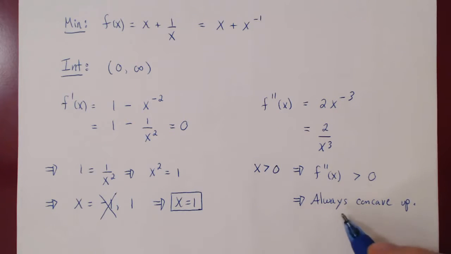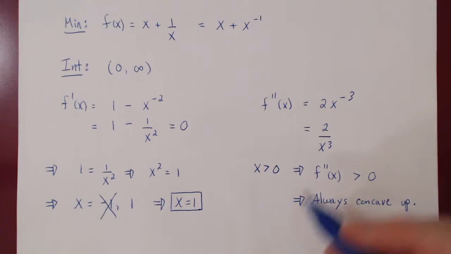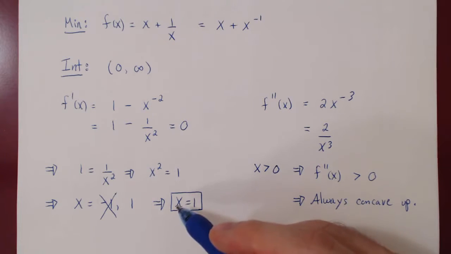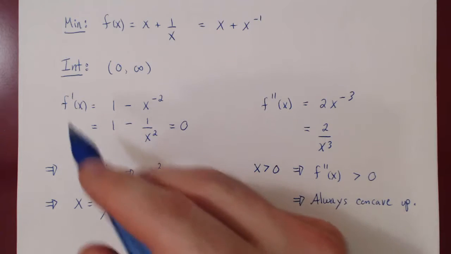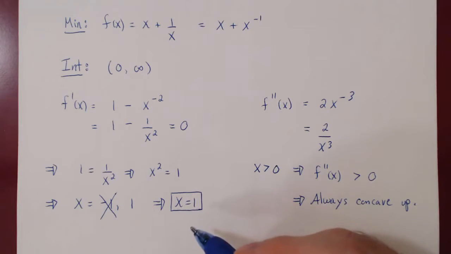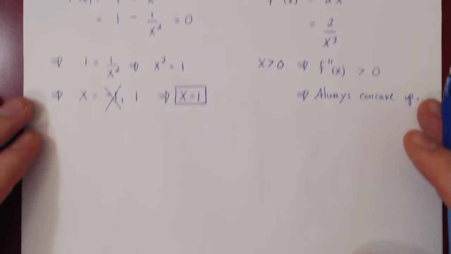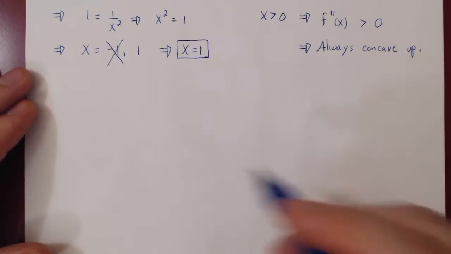And the key word here is always. For any positive value of x, the second derivative is positive, therefore the curve is always concave up. Well, the curve is always concave up, and at x equals 1, since the derivative is equal to 0, the curve is flat at x equals 1. So we know what the graph of this function would look like. We can now produce our rough sketch.